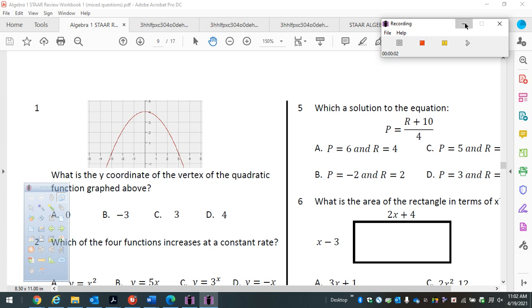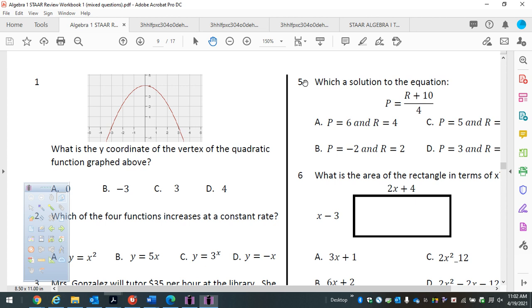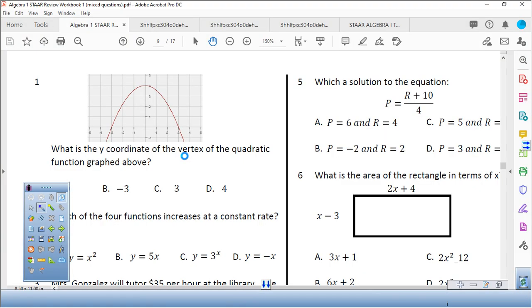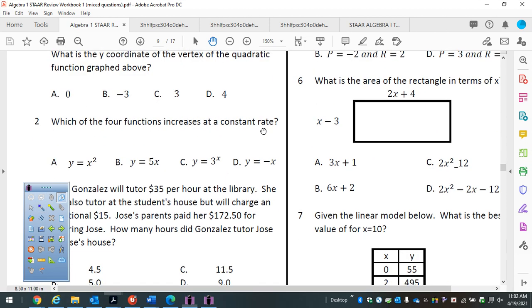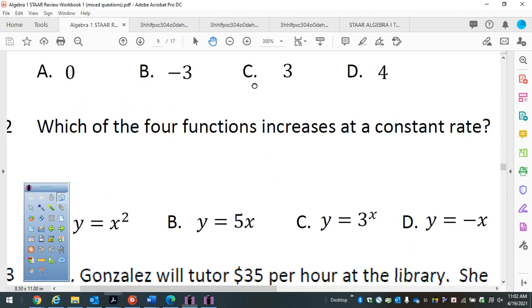Okay, guys, let's work on this one, number 9 of 17. So this is really easy. Y coordinate of the quadratic vertex. Okay, the vertex right here is right here. That's a vertex. The coordinate is (0, 4). 4 is my answer.